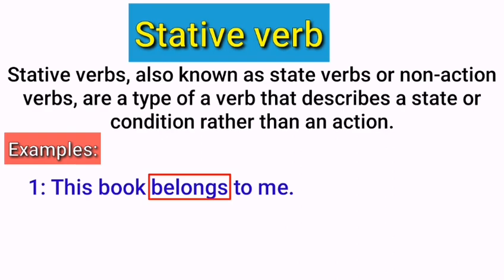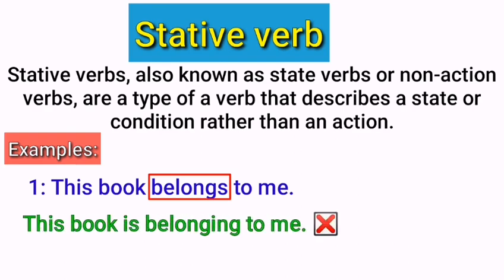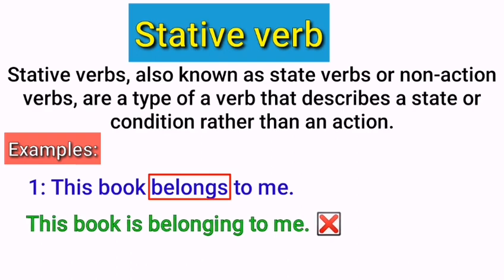Basically, this verb cannot be used in continuous tense. Simply, we cannot say like this: This book is belonging to me. This is incorrect because, belong, is a stative verb and we have used it here in continuous tense. So, we can't use it in a progressive tense.